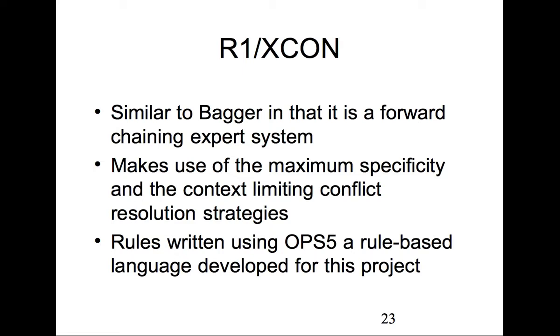Okay, so here's another example, R1 XCON system, similar to the Bagger. This is a forward chaining technique. So forward chaining starts out at the beginning and tries the rules, makes use of the maximum specificity and the context limiting conflict resolution strategies. And the rules are written in this particular case in OPS5, which is a rule-based language system. So this is an example of a language system that was developed by this particular company to create this solution to the problem.